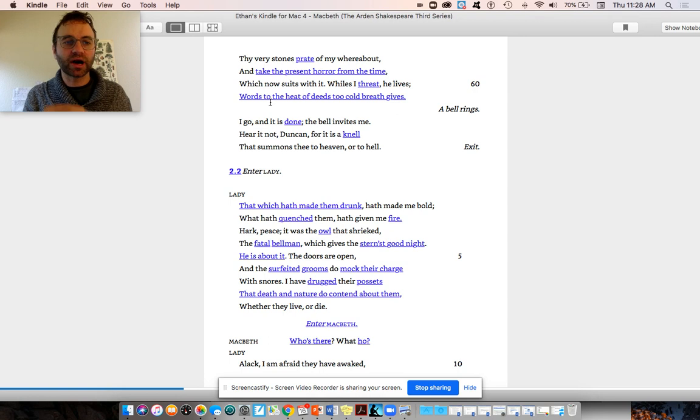So he's talking about how he's giving words to the heat of deed, but it's too cold. So if we rearrange it to make it easier, it's like words give too cold breath to the heat of deeds. That's how it should be. Words give too cold breath to the heat of deeds. Like it's not doing the action. He just needs to do it.